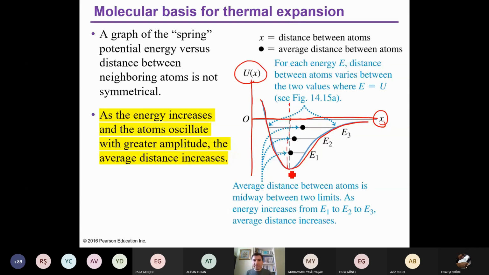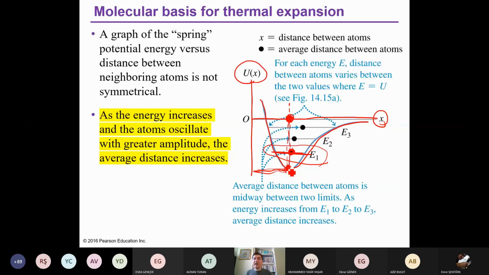So here, at this condition, we have minimum energy, and atoms are happy to stay at this condition with some certain average distance between them. So if you increase the temperature, you increase the energy of the system, then we have higher energy, and this is the average distance between the atoms here. In equilibrium, we have this average distance, X equilibrium, let's say X1.